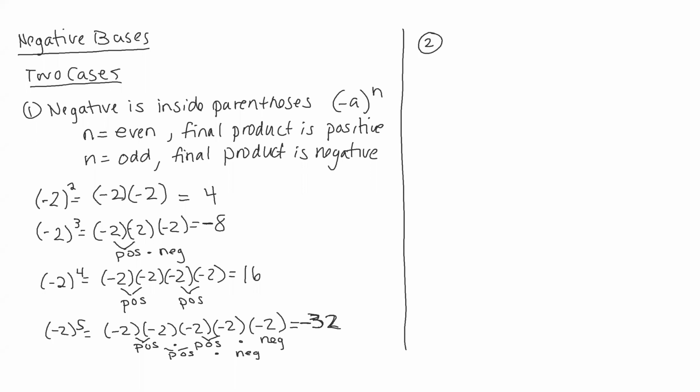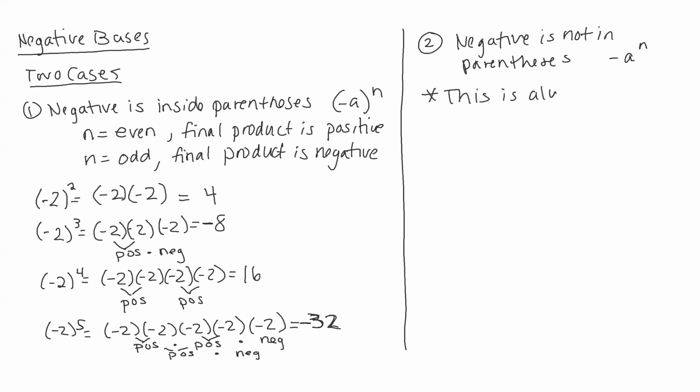The second case is when the negative is not in parentheses. So you would have something like negative a to the n. Here, this is always negative. And here's why. Negative a to the n.